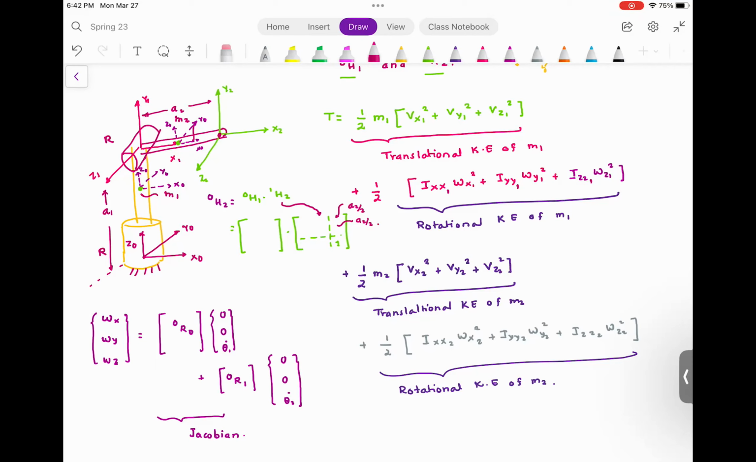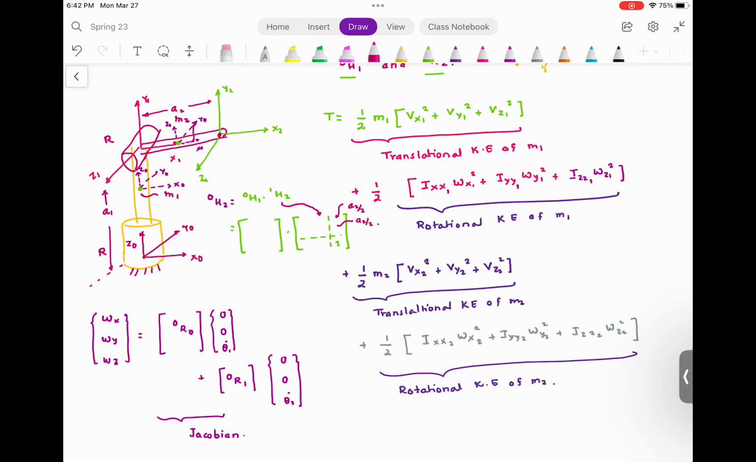And then, once you perform this multiplication, you are going to have Px2, Py2, Pz2, and then you will take the derivatives and then you will find the velocity. Everyone understood this?